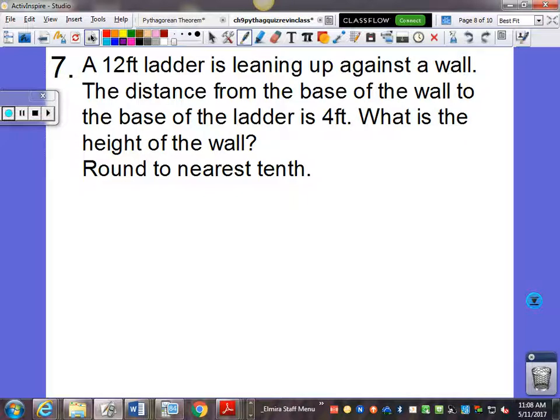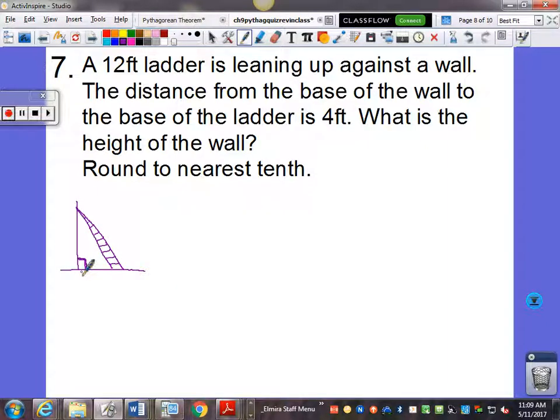So very simple drawing. Here's a wall. The wall doesn't just float out in space, it's got to be on the ground. And there's a ladder leaning up against it. So this is going to represent my ladder. Okay, now I see a right triangle in here. There's the corner of it right there.